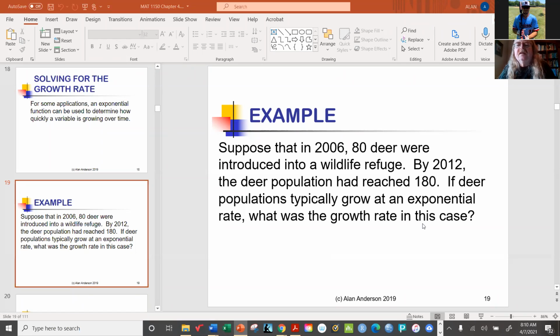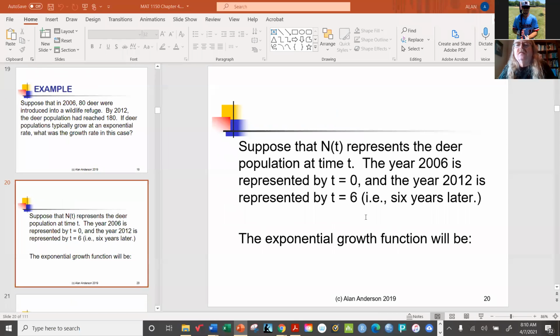Okay. Anyway, so here what we can do is we have two different values for our function at two different points in time, and we can turn this into a growth rate. So how do we do that though? Well, we've defined n of t to be the number of deer at time t, where today is 0.